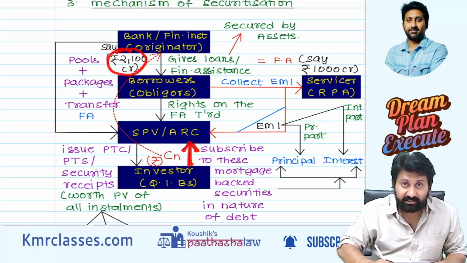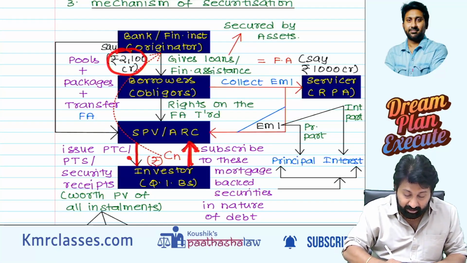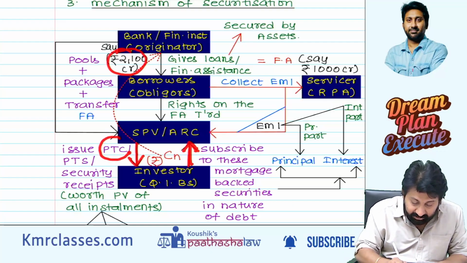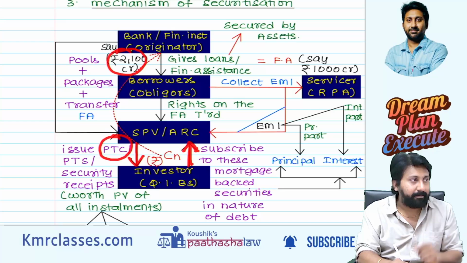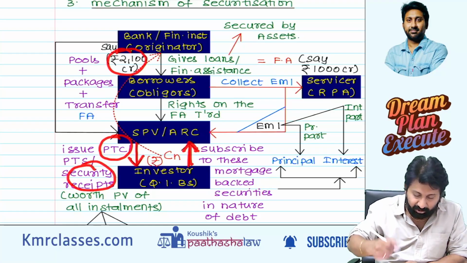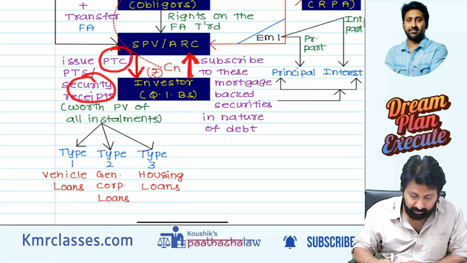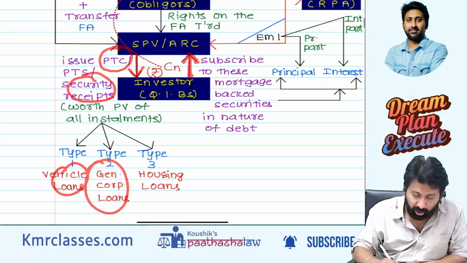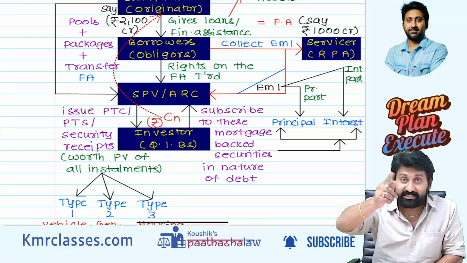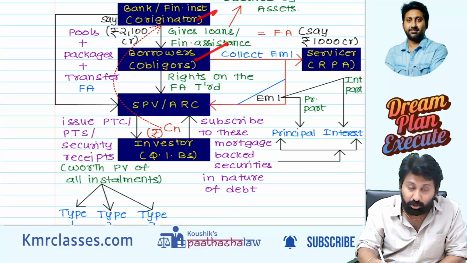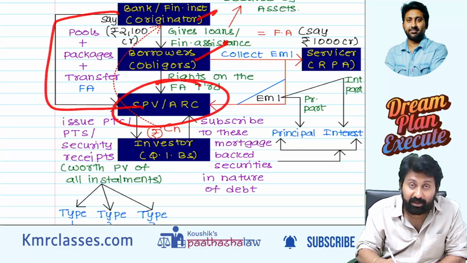Okay. Sir, how will they give? What will they take in return? This SPV will give a pass-through certificate. A pass-through certificate is called a debenture type or security receipts. So for vehicle loans, general corporate loans, housing loans, they will give security receipts. Listen carefully. The bank gave a loan, money went out of the bank, and the bank will sell to these people. These people have to pay 2,100 from where they will get.